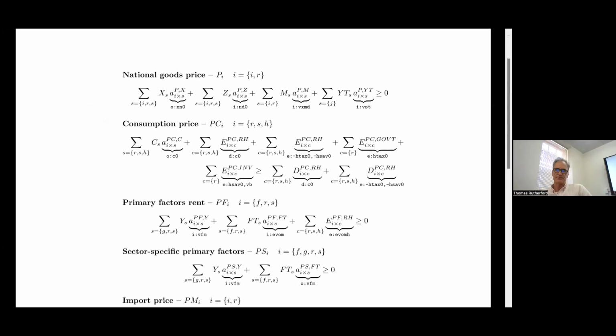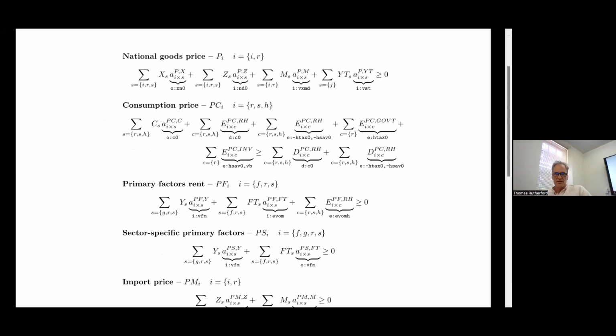And then this is the national market. Again, this is the supply of all international trade, which includes exports of services to international trade services. This is bilateral trade flows, VXMD.